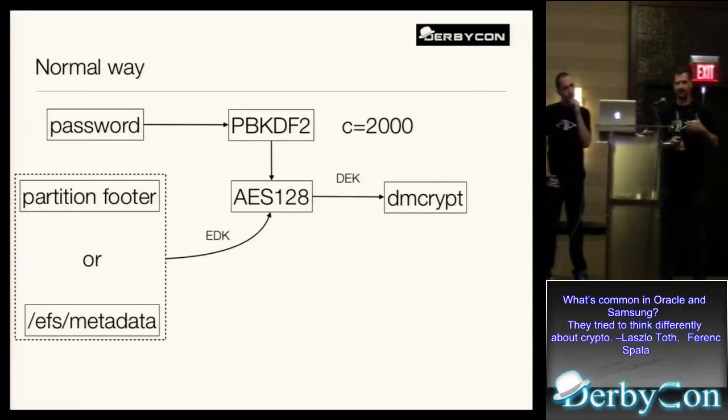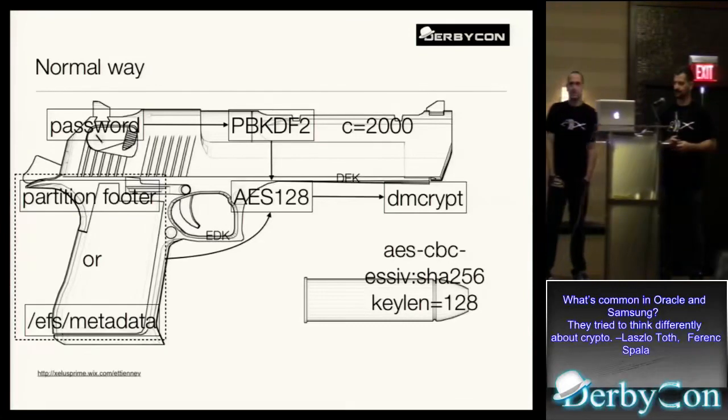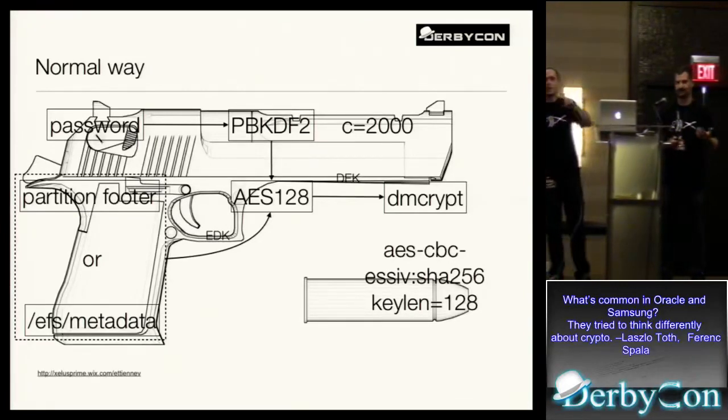The key derivation function uses 2000 cycles in theory, in practice 4000. And DMCrypt uses AES CBC. Fortunately, this diagram is easy to remember because it looks like a Desert Eagle. Guys, do not give the gun to me. Never, ever. Anyway, I like snipers, so no.